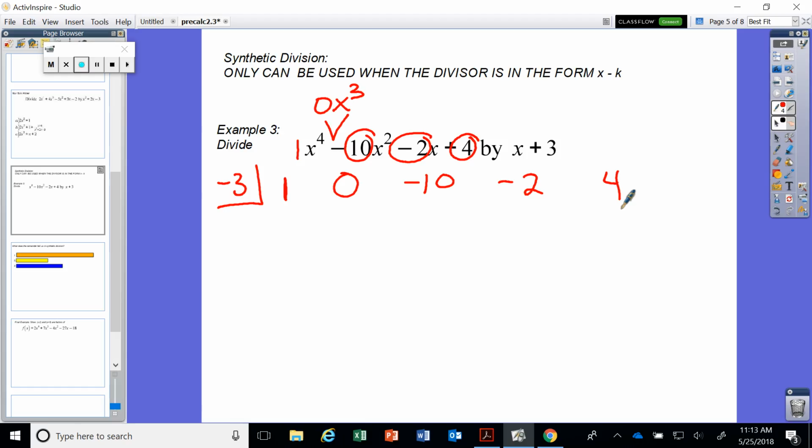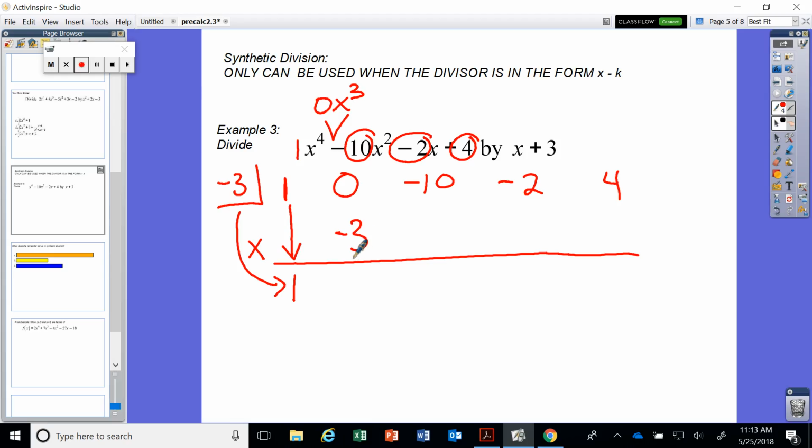So first and foremost, what's my goal? My number one thing is to find out what the coefficients are going to be for my end answer. By doing so, step number 1, move the first coefficient down. Step number 2, multiply our k times that first coefficient, in this case negative 3.